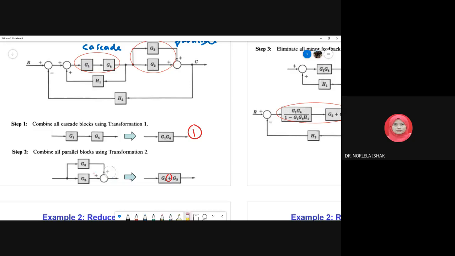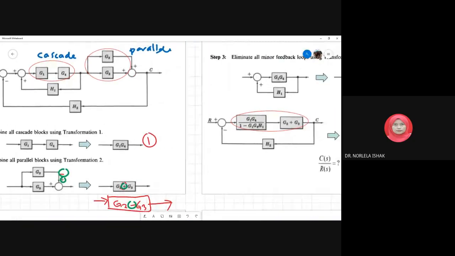Let's say I give you minus. Meaning how to solve it for parallel connection? If I give you minus, meaning if you simplify, you can get G2 minus G3. So we just follow: if minus, you put minus. If plus, make it plus here. Okay, class? Yes, madam.